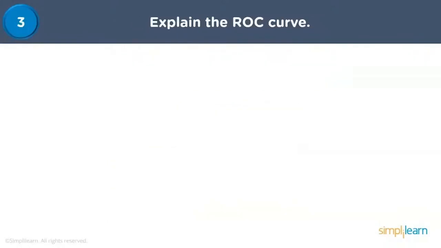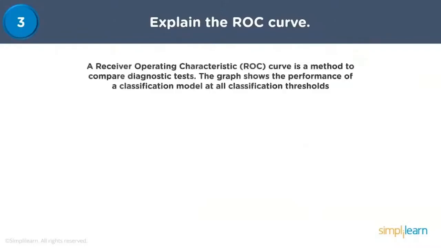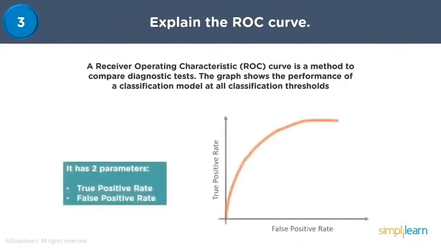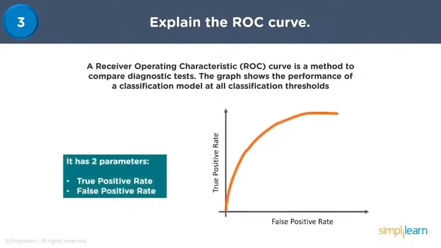Now moving to our third question, which is explain the ROC curve. Now the ROC curve is one of the most important evaluation metrics for checking the performance of any classification model. ROC stands for Receiver Operating Characteristic. Receiver Operating Characteristic or ROC curve is a method to compare the diagnostic tests. The ROC curve is created by plotting the true positive rate against the false positive rate at various threshold settings. So here on the y-axis you have the true positive rate, on the x-axis we have the false positive rate.